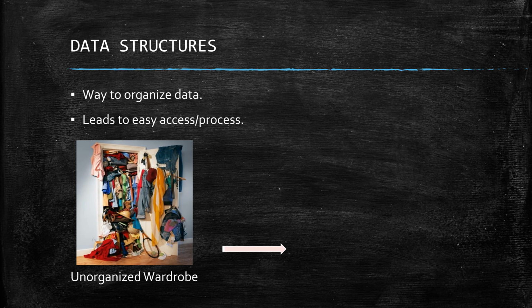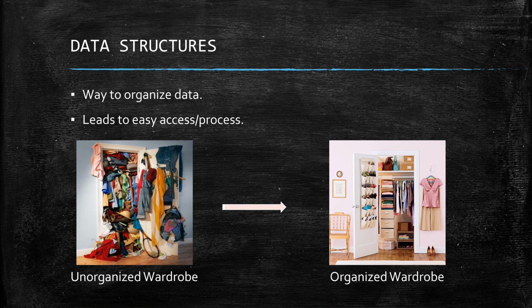Let's organize it and look at this. This organized wardrobe makes it easy to access the clothes as per our choice, right? As we can relate, this particular data structure is simply organizing the data. So let's see the types of data structure now.